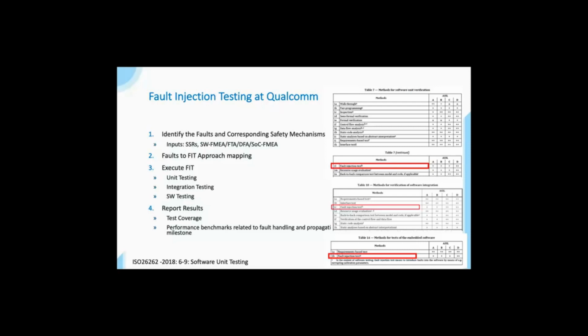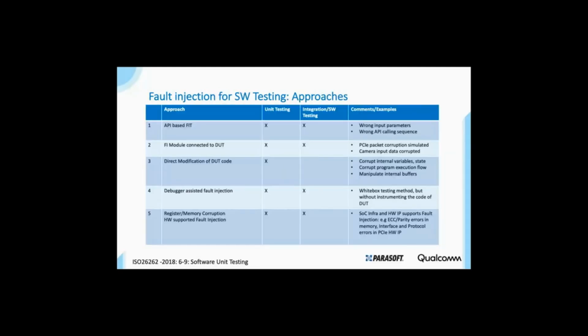So basically, we use the software safety requirements as well as our safety analysis, FMEA, FTA, DFA, and the FMEA from our hardware team to decide what are all the various faults and how we would test. And we executed the fault injection testing during various stages: unit testing, integration testing, and software testing. And we had the test coverage to ensure all the requirements are covered and all the faults are covered.